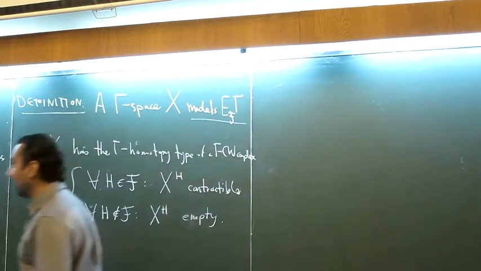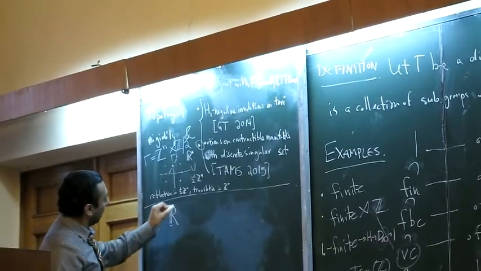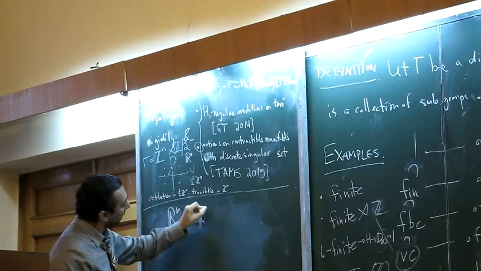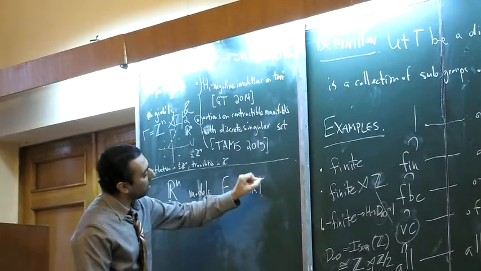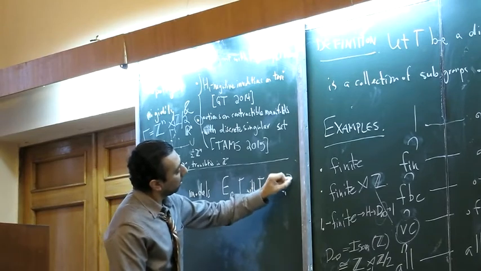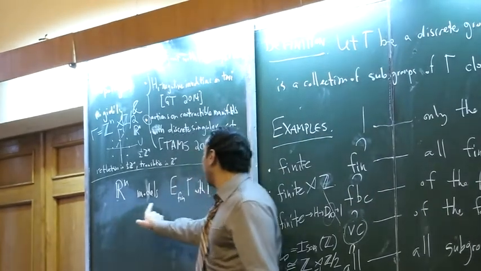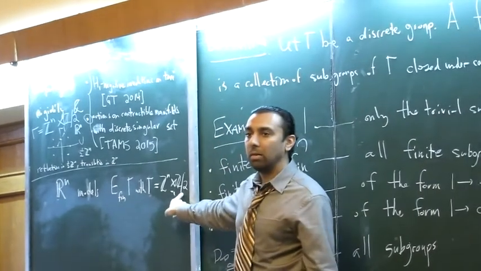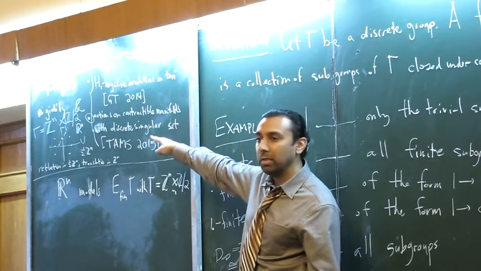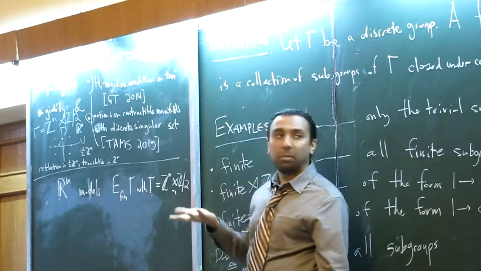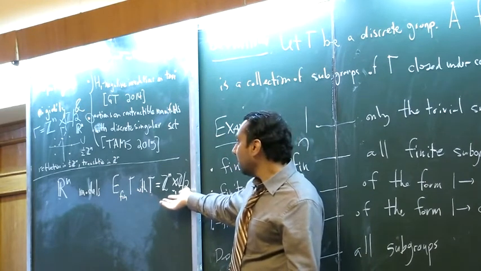So that example here, related to our first paper, R^n models E_F gamma, with gamma equal to this group. It's contractible, so R^n is contractible, and the finite subgroups of this are of order 2, and for each one of those you will find exactly one point where you do the reflection. That's contractible. And if you have a subgroup which is not trivial or of order 2, then the fixed set is empty.